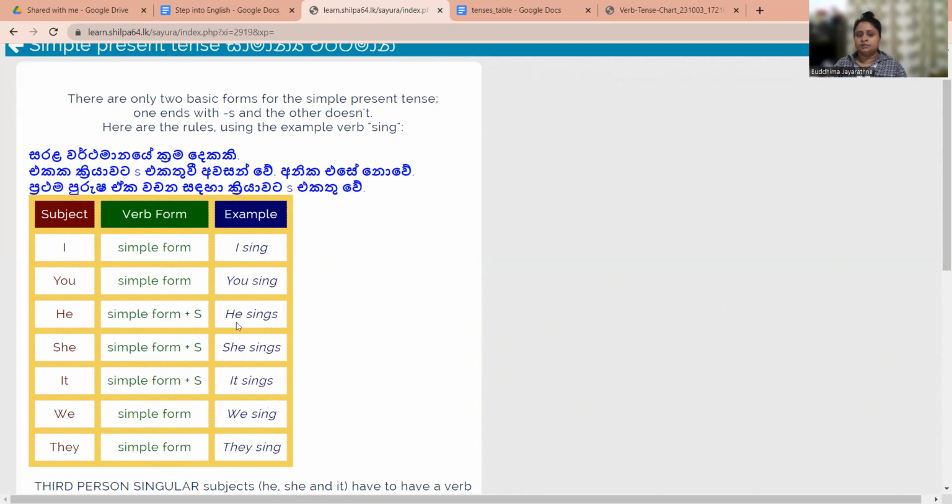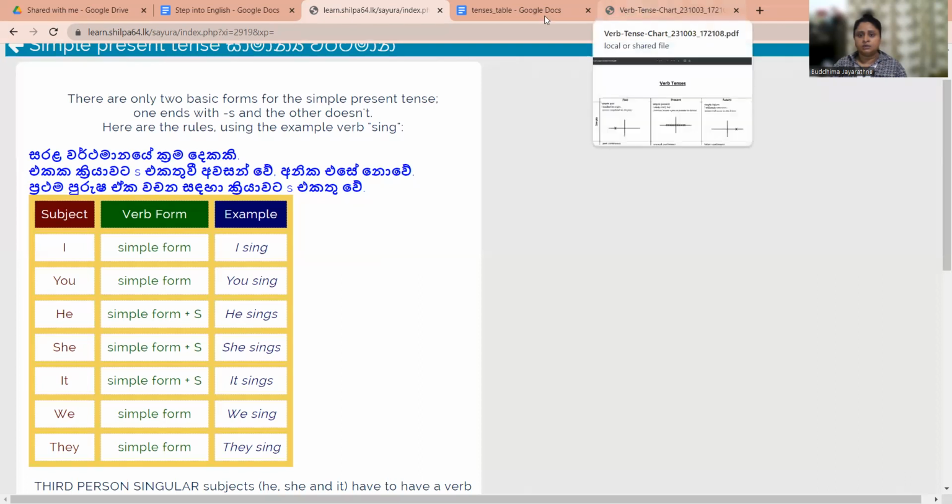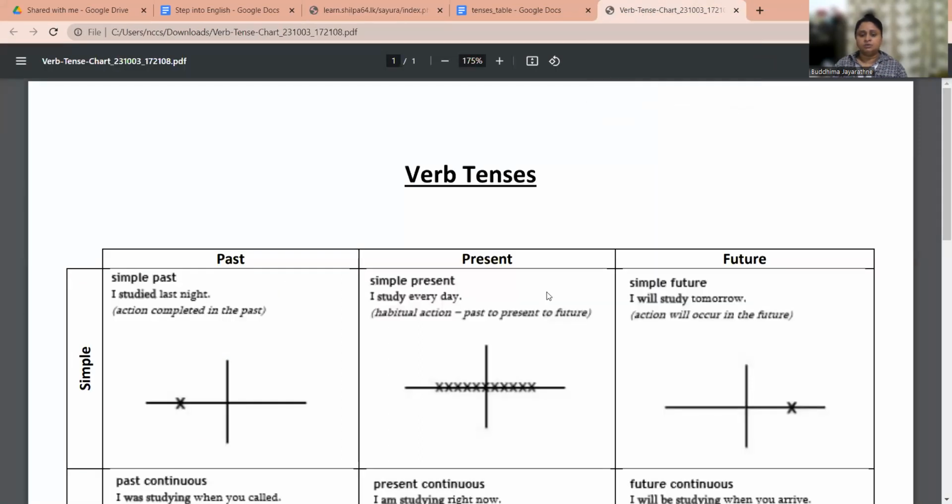But if you take the third person singular, he, she, and it, you cannot say he sing. Instead, you have to add s at the end of the verb, and you have to say he sings. So that is the most important part you have to note down here. And to make it easier to understand, let me share with you a timeline. Right? So hope you can see my screen now.